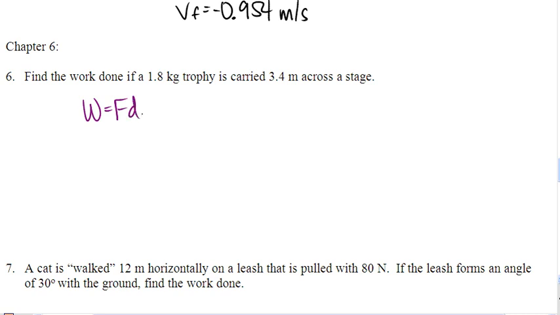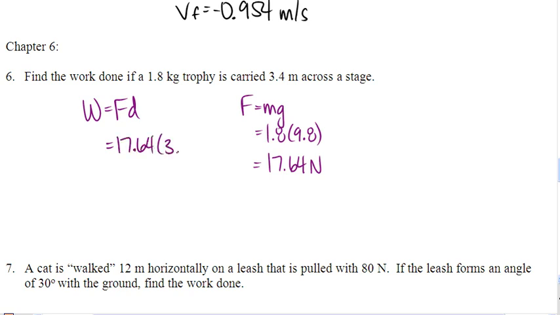So you look at this and you say, okay, the force could be the force of gravity, m times g, 1.8 times 9.8 equals 17.64 newtons. Just trying to hold this trophy up. So there's your force. Can we just take that and multiply by 3.4? And the answer is no. That doesn't work. The reason is that if you are going to calculate work, your force and your distance have to be, the magic word, parallel.